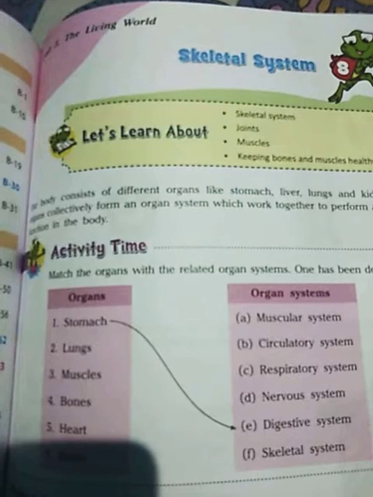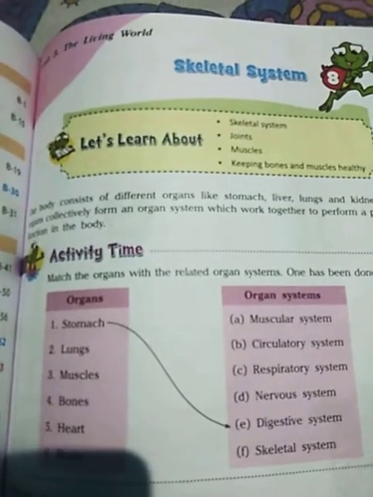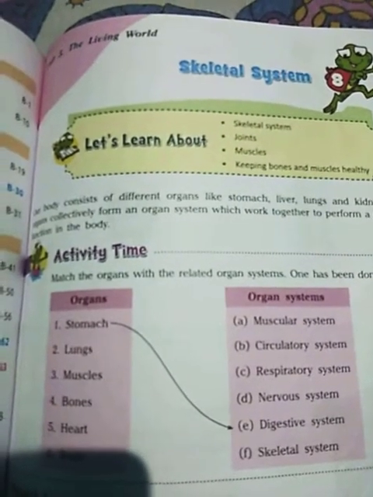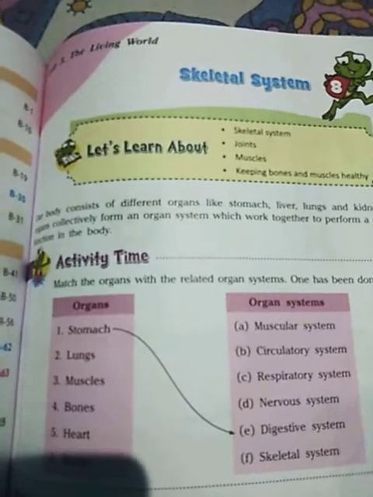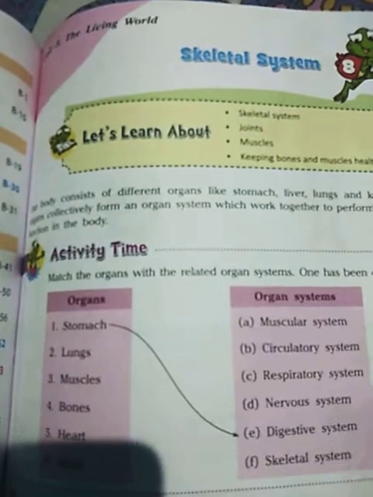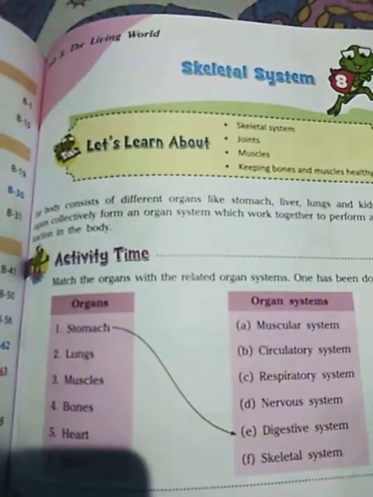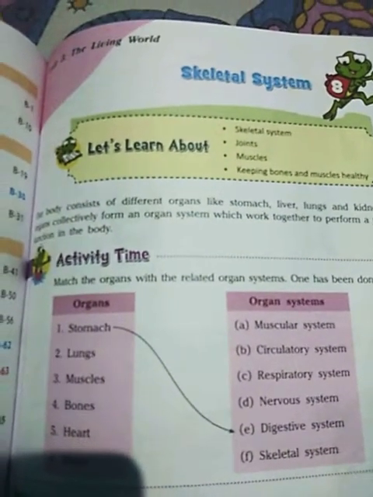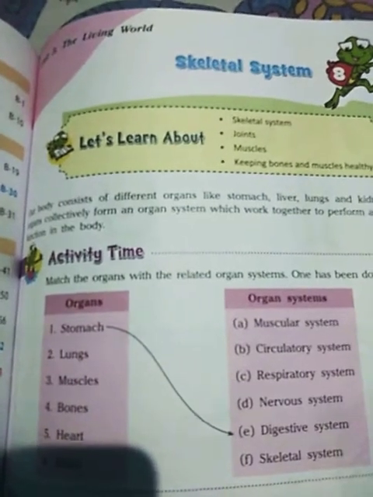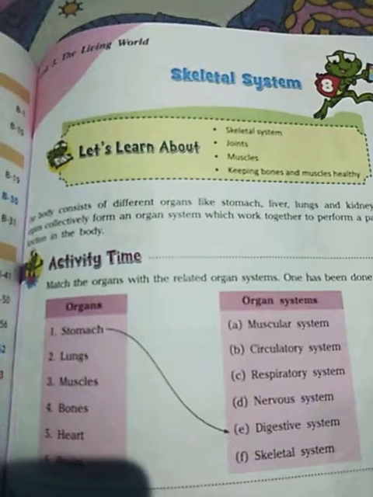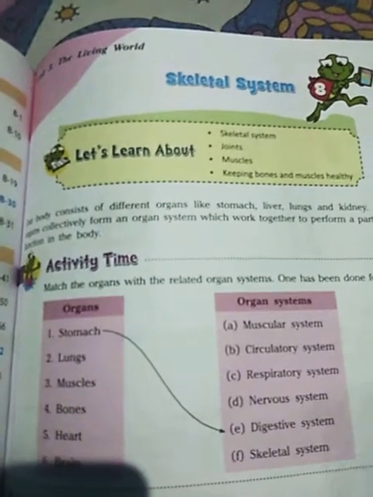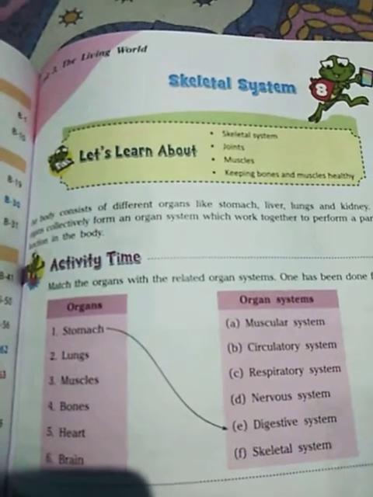Similarly, when you eat food, you take the food inside your mouth. You chew the food with the help of your teeth. From the mouth, the food reaches the stomach through the food pipe. You must be knowing about this. From the stomach, the food is transferred to the small intestine. From the small intestine, it is transferred to the large intestine. And from the anus, the undigested food is removed out of the body.